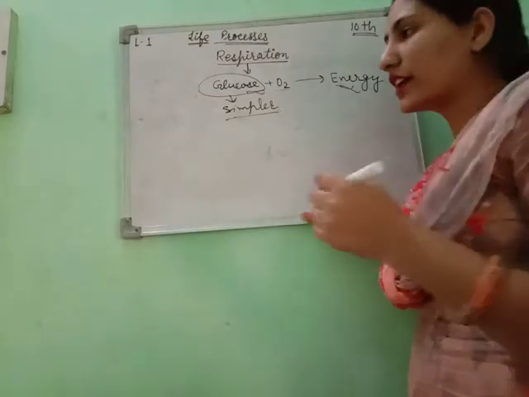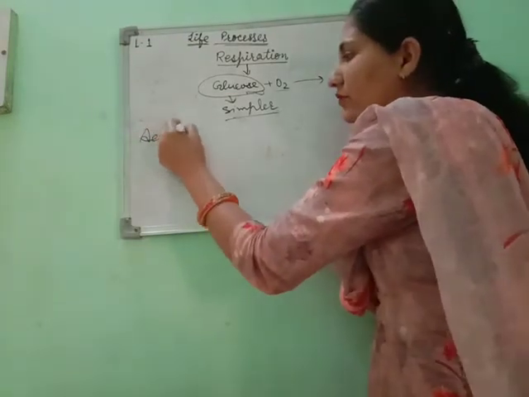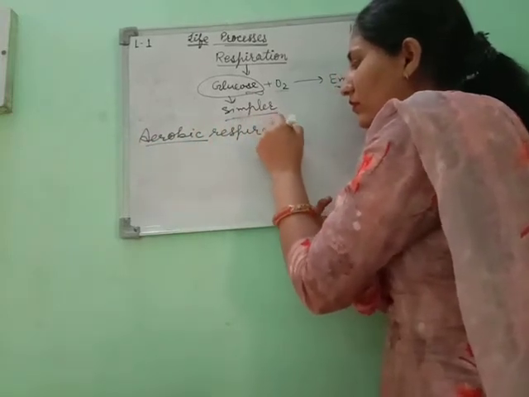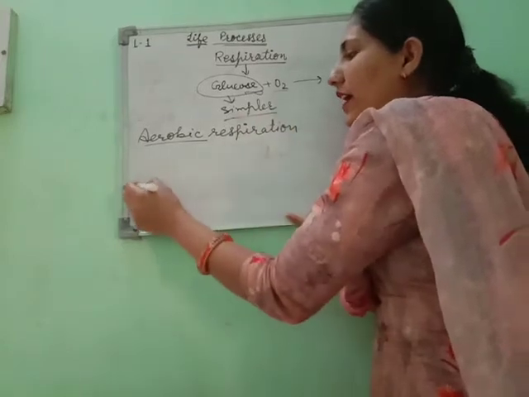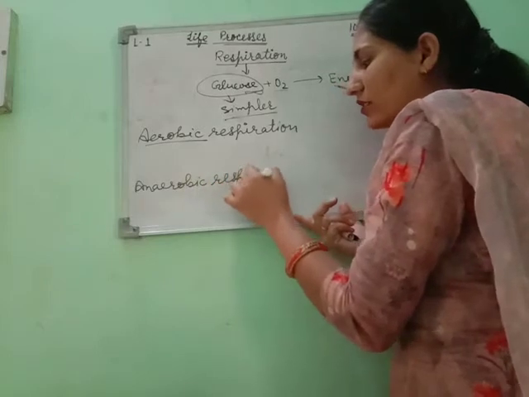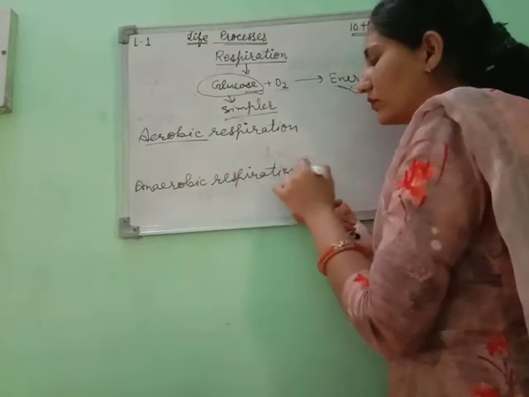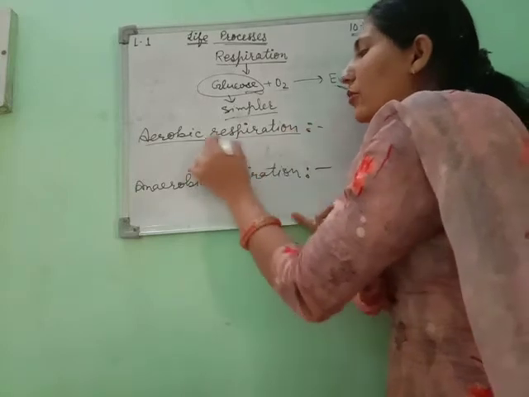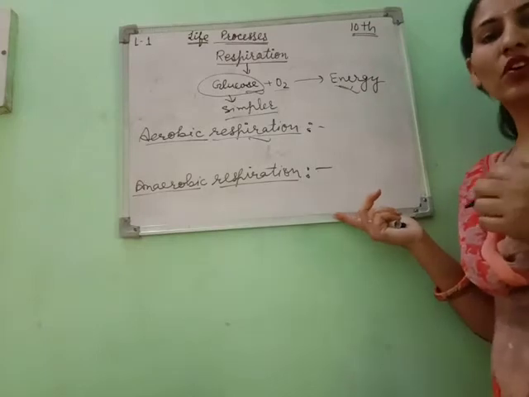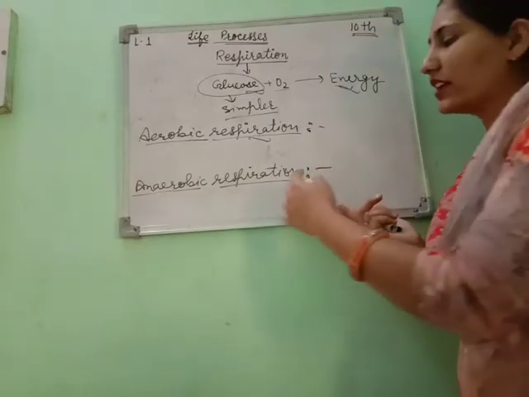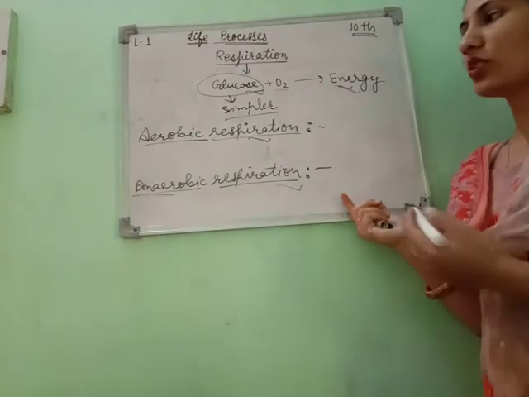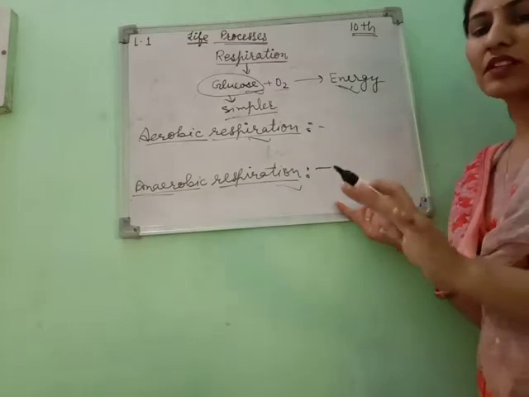Respiration has two types: aerobic respiration and anaerobic respiration. Aerobic respiration occurs in the presence of oxygen or air, and anaerobic respiration occurs in the absence of air. Normally we have to discuss only the simple idea about this.